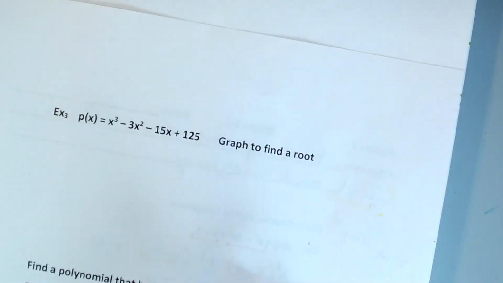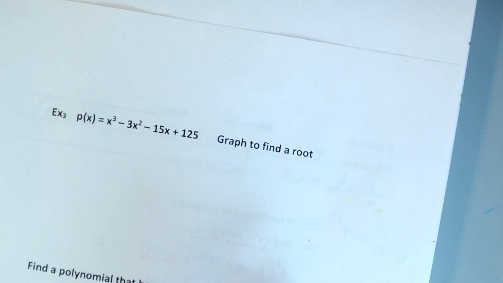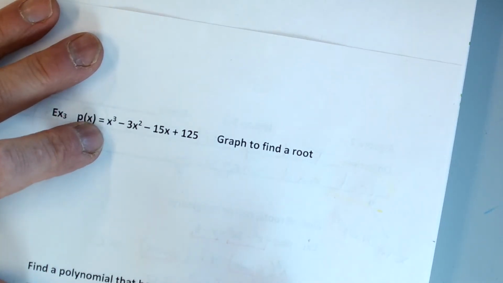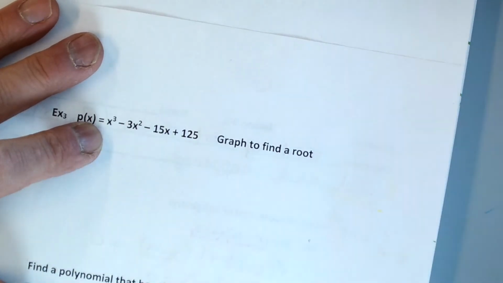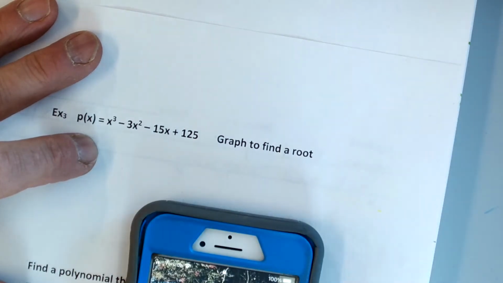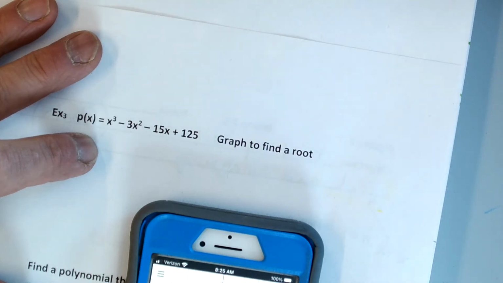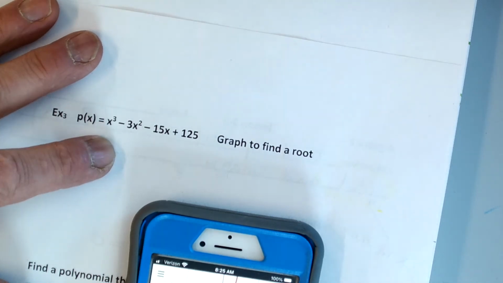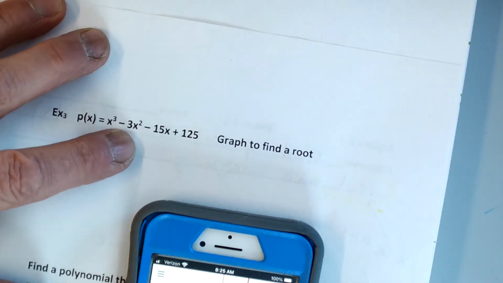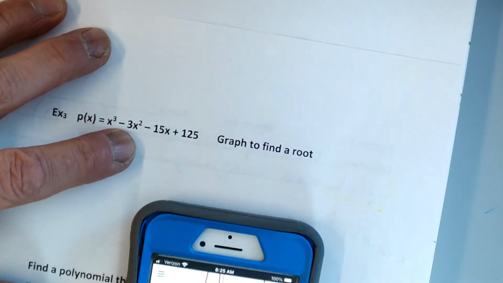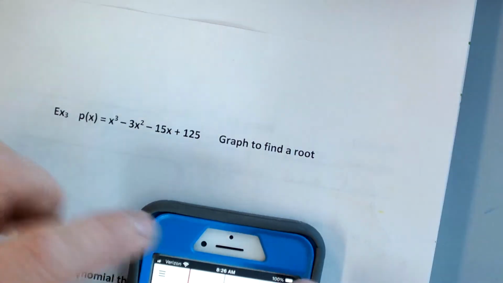Okay. Graph to find a root. Same kind of process, right? I don't think this factors. If we take out a 15, yeah, I don't think it factors. So if we find, let's see if I can graph this one. X cubed, subtract 3x squared minus 15x plus 125, okay? All right, now I'm going to have to take a look at my graph.